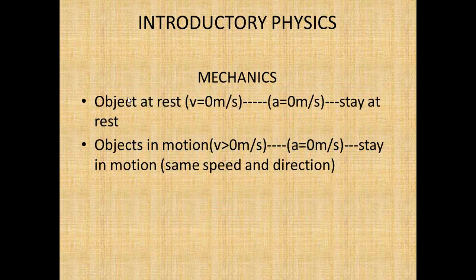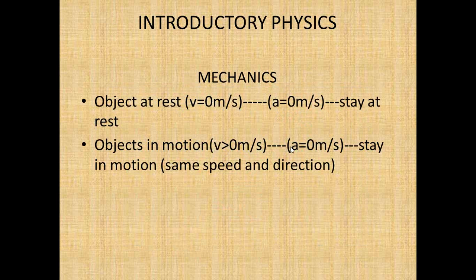So when we say an object is at rest, then we're saying that the velocity is equal to 0 meters per second. Acceleration is 0 meters per second squared. So this is an object at rest. And if the object is in motion, then it is going to have a certain amount of velocity. It's going to be greater than 0 meters per second. Acceleration is going to be equal to 0 because we're talking about a motion with constant velocity.